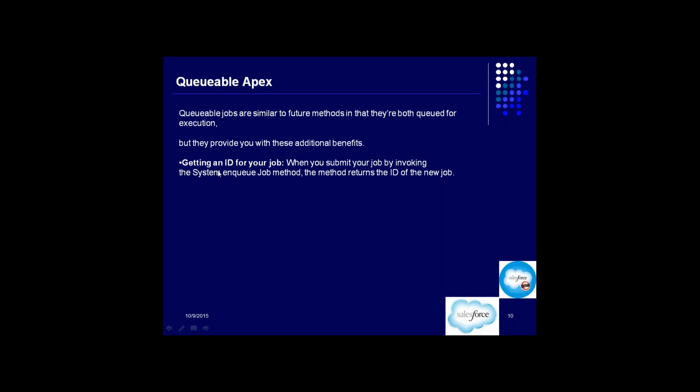Getting an ID for your job. When you submit your job by invoking the System.enqueueJob method, just forget about the System.enqueueJob method for now. This is something you will see a little later. Whenever you put that queuable Apex into the job queue, the method returns the ID of the new job. So every new job will have an ID. What is the advantage with that ID? You will be able to track the progress of the job. You can use this ID to identify your job and monitor its progress. So whether the job has got executed or is still pending in the queue, you can understand that.